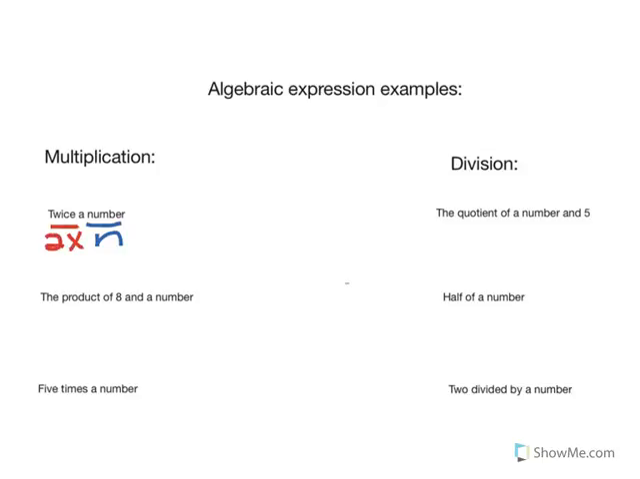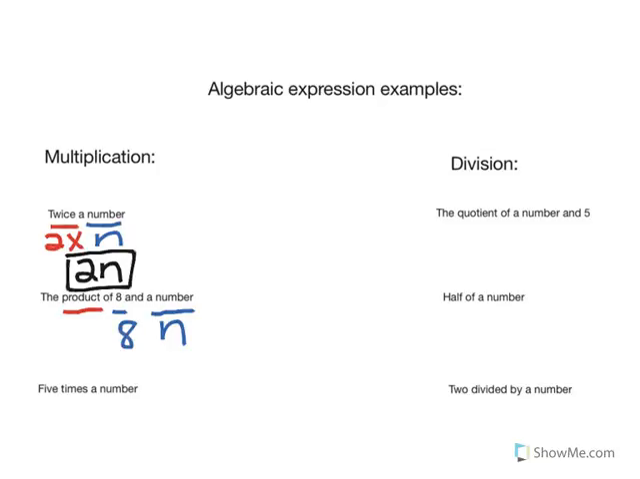So I'm going to do 2n, which is the same thing as 2 times n. Okay? Now on to the next one. The product of 8 and a number. Product is the key term that indicates multiplication. 8 is our number, and a number is the variable, okay?